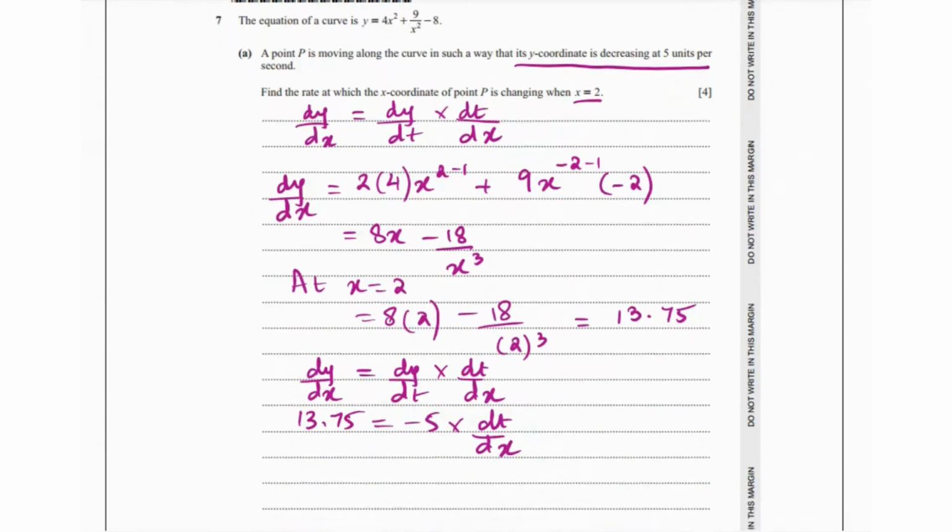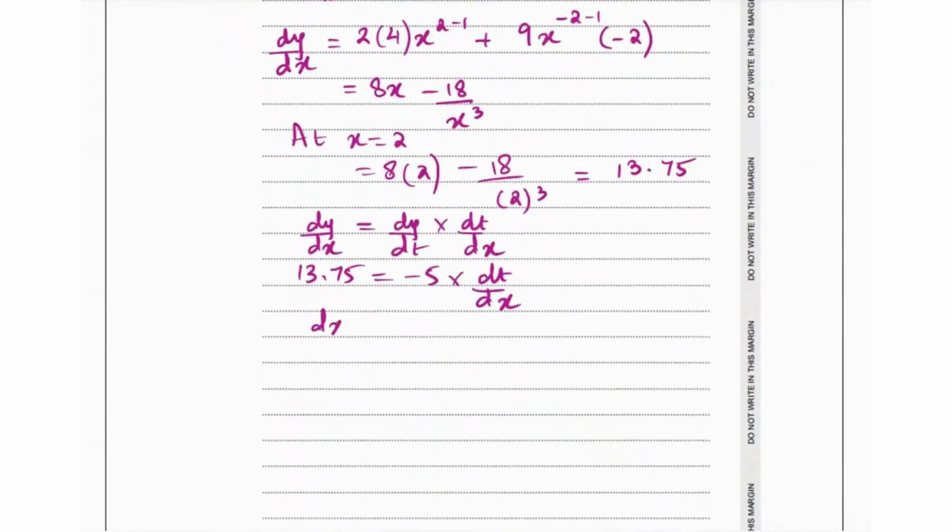We need dx over dt, so dx over dt is going to be negative 5 over 13.75. And that is going to give us a value of negative 0.364. If you want to leave the answer as a fraction, you can do that as well, or give it as a decimal. That is your answer.